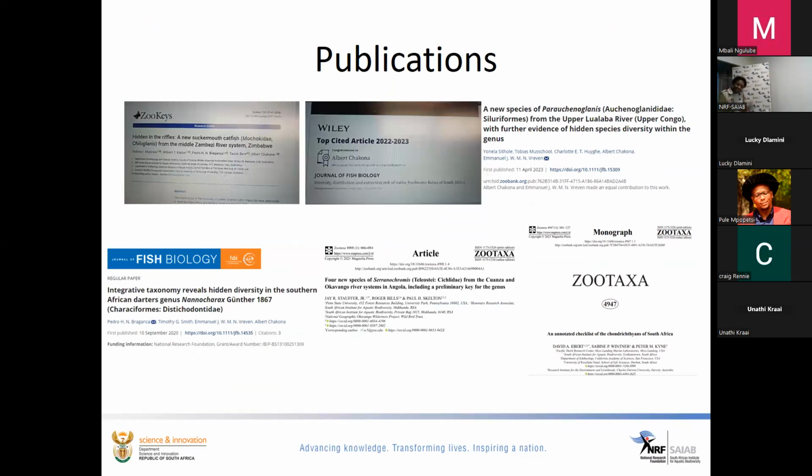And then your PhD is not your PhD if you don't share your information with South Africans or Africans. You remember SAIAB's vision and mission says we have to improve the quality of life of South Africans. So if you don't share your information, that means you are not making any improvements to South Africans. So these are publications.